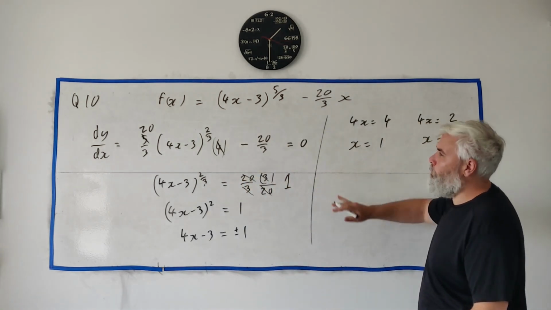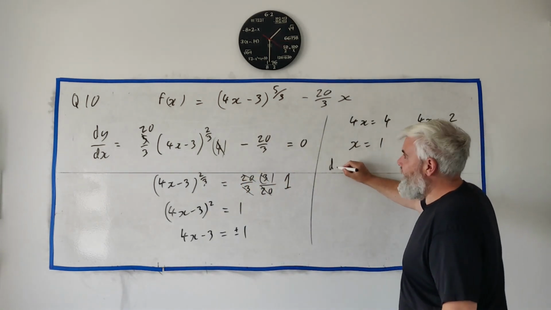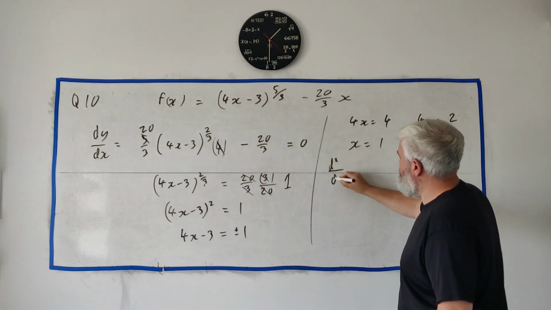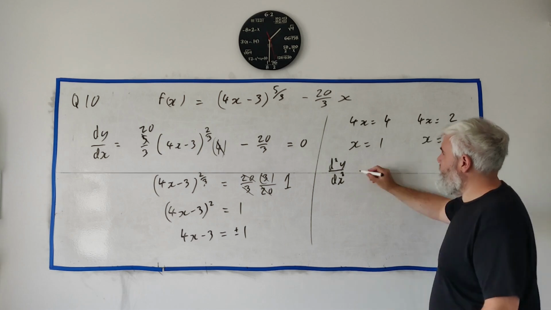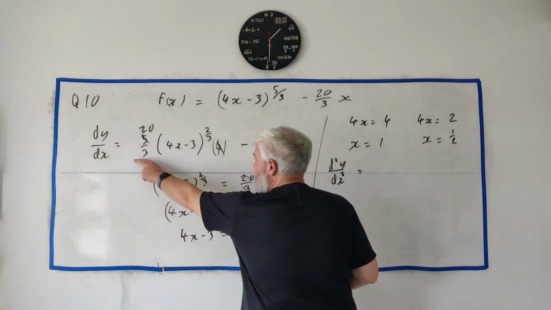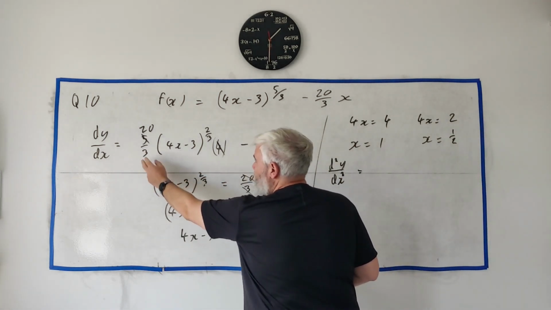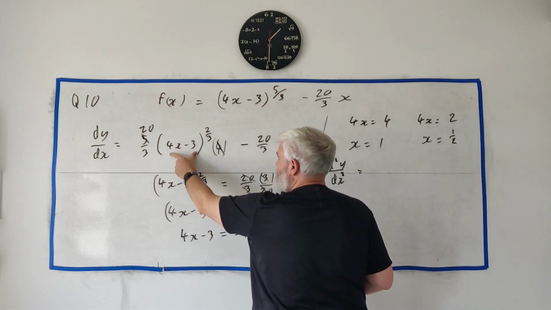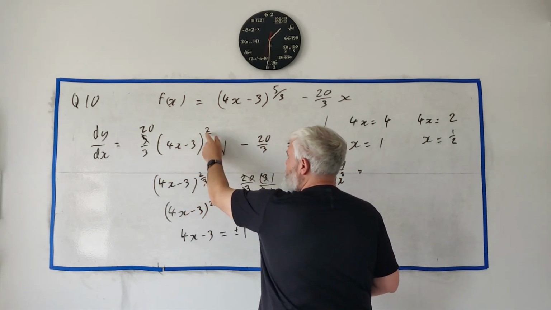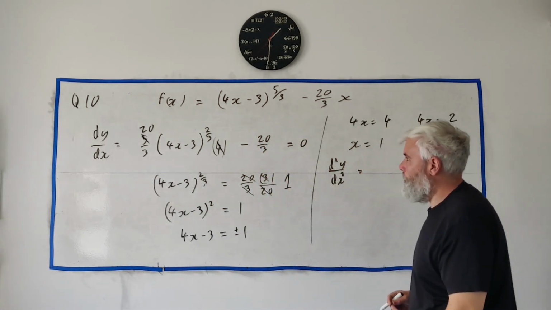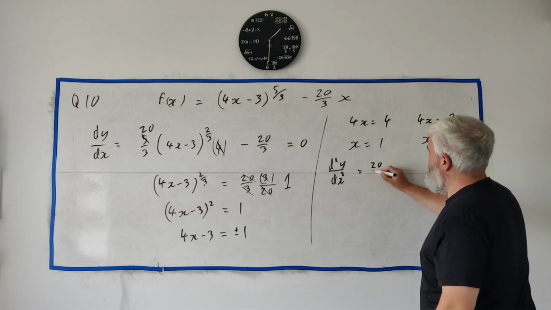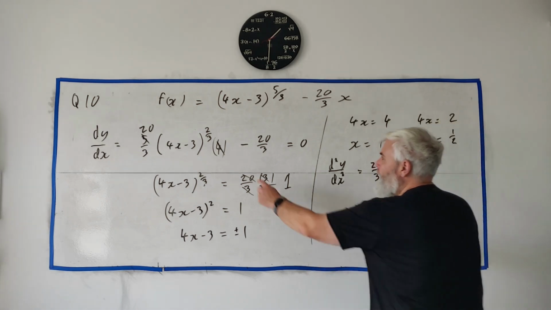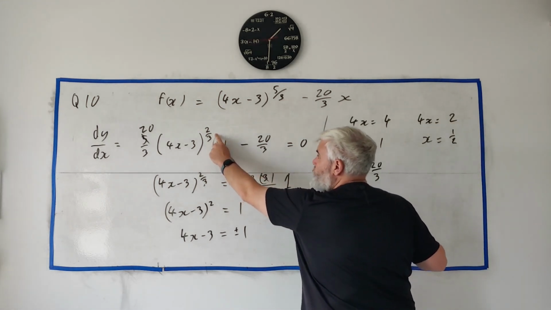Let's do the second. I might run out of room. I think I'll have enough. The second derivative of something, second derivative of y in this case, is just differentiate the derivative. So 20 over 3 multiplied by 4x minus 3 to the power of this minus some number. So let's take this one first. 20 over 3 won't go anywhere. We'll end up multiplying by 2 to the power of 3.